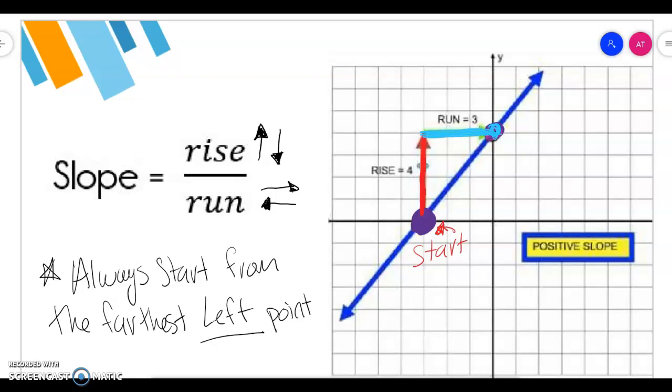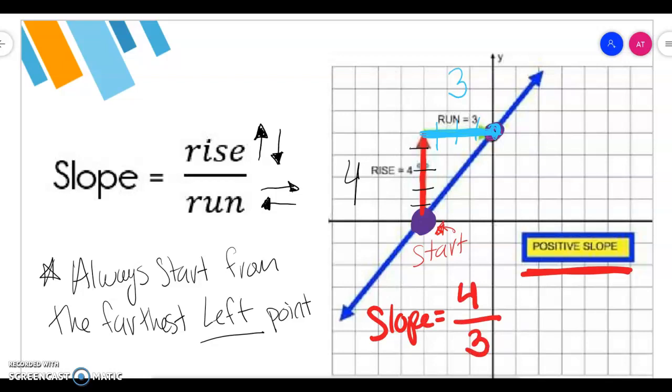So how to calculate it, we're going to count the boxes. 1, 2, 3, 4. So I rose up 4. And then I ran 1, 2, and 3. So my slope is a positive slope. So my slope for this one, rise over run, so I rose 4 and ran 3.